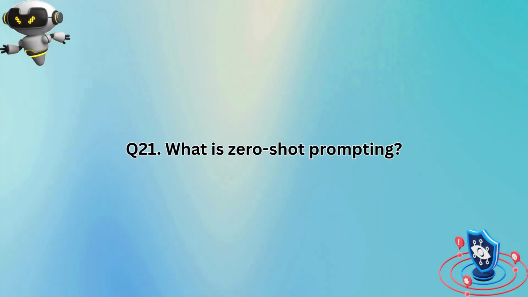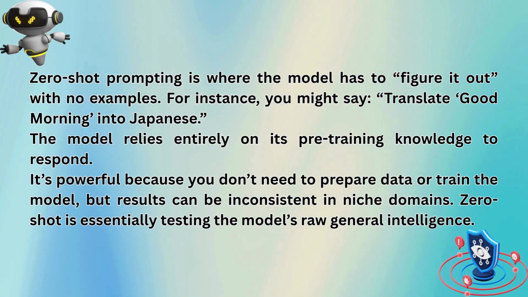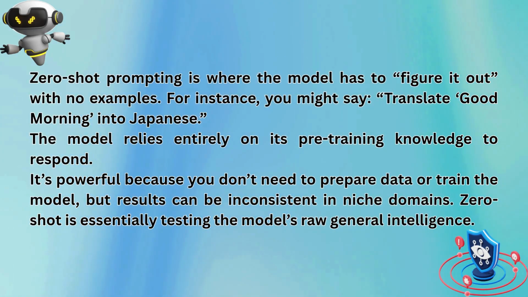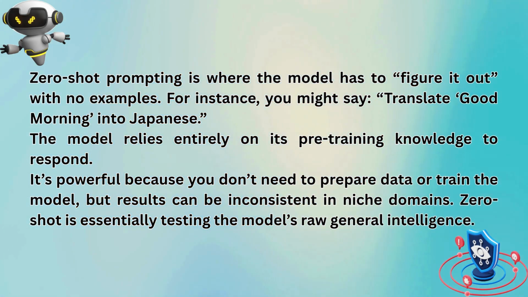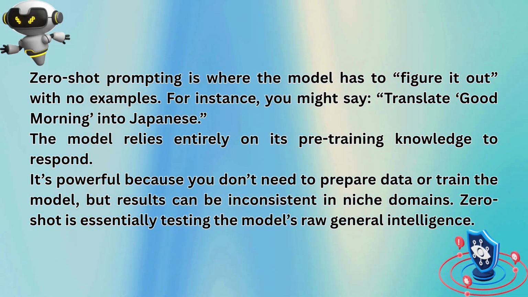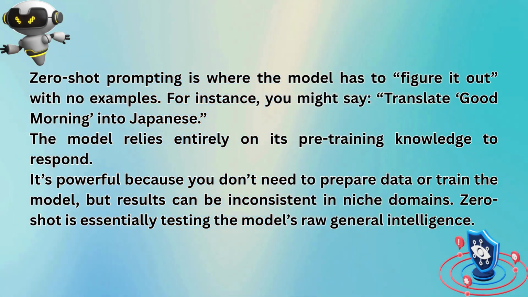What is zero-shot prompting? Zero-shot prompting is where the model has to figure it out with no examples. For instance, you might say, "Translate good morning into Japanese." The model relies entirely on its pre-training knowledge to respond. It's powerful because you don't need to prepare data or train the model, but results can be inconsistent in niche domains. Zero-shot is essentially testing the model's raw general intelligence.